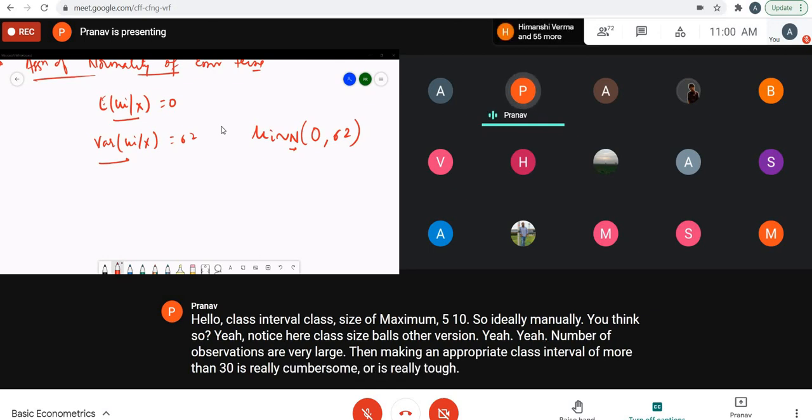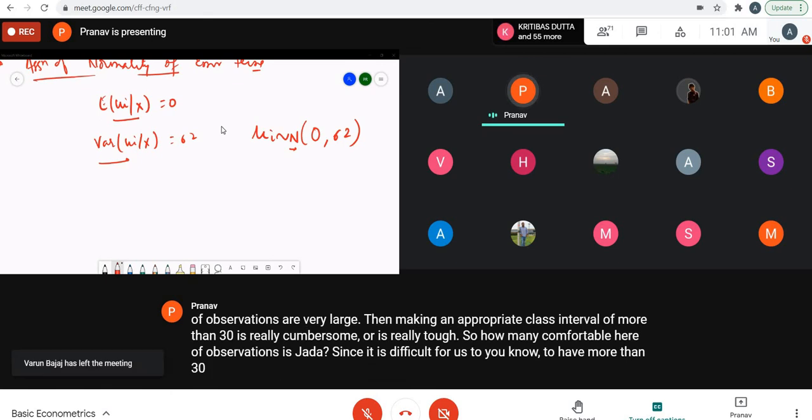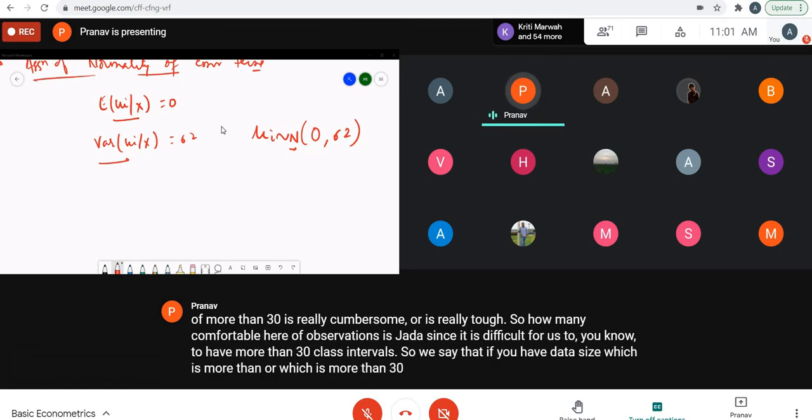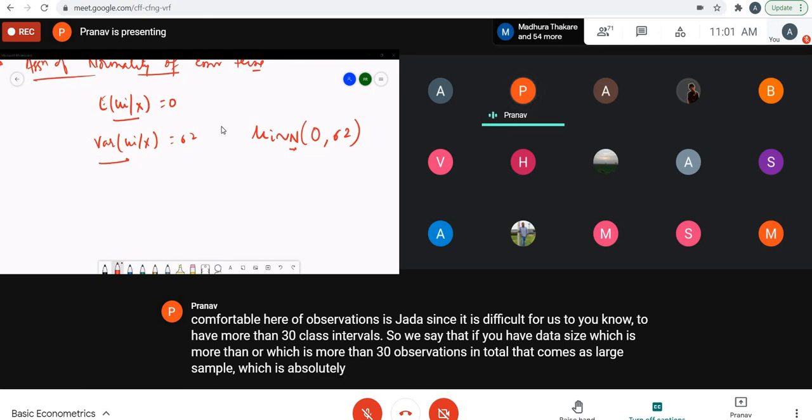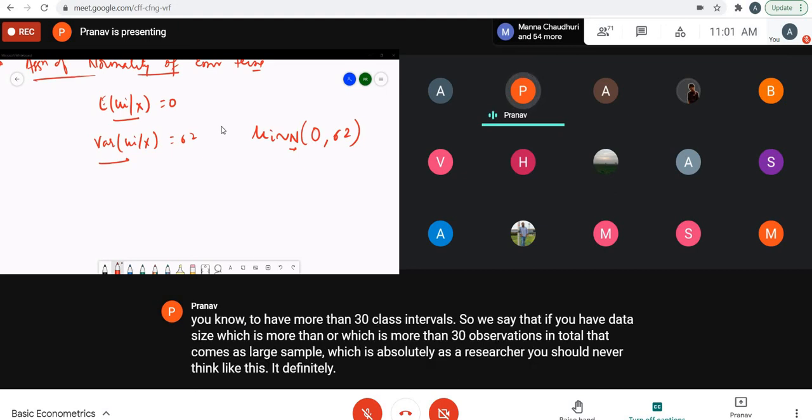So for our convenience, according to our comfort, we said that since it is difficult for us to have more than 30 class intervals, if you have data size which is more than 30 observations in total, that comes as a large sample. Which, as a researcher, you should never think like this. It definitely depends on the problem at hand.